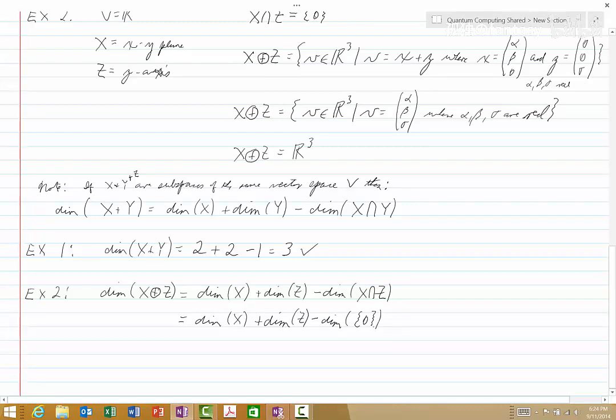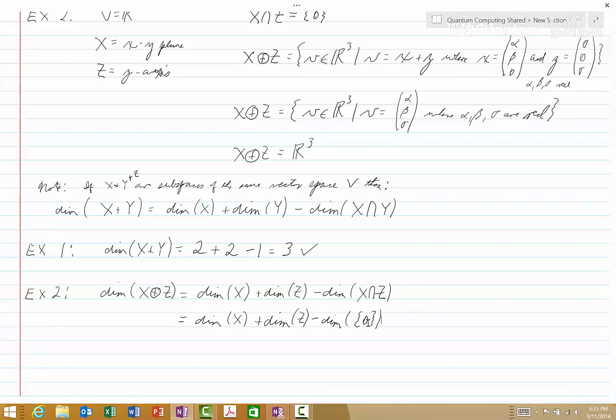Now, what is the dimension of the 0 vector? The 0 vector is a vector space. You can check that it's a subspace of V. It satisfies closure under vector addition. It satisfies closure under scalar multiplication. So it is a vector space, but what is its dimension? Well, remember, the dimension of any subspace is equal to the number of vectors in its basis. Well, what is a basis for the space consisting only of 0? You might think at first that a basis could have only one vector in it, and that's the 0 vector.